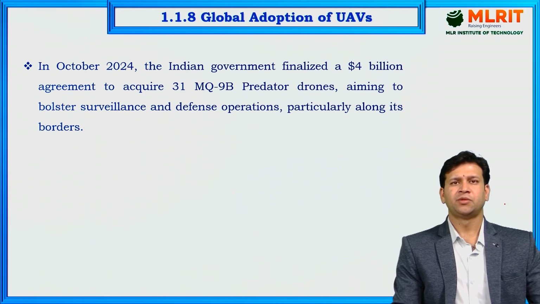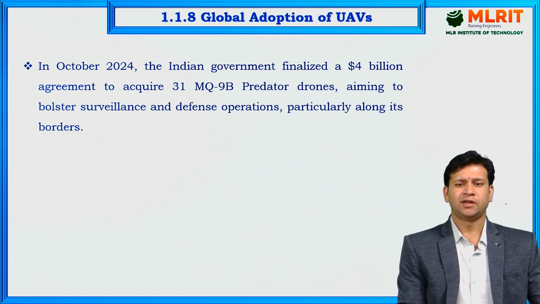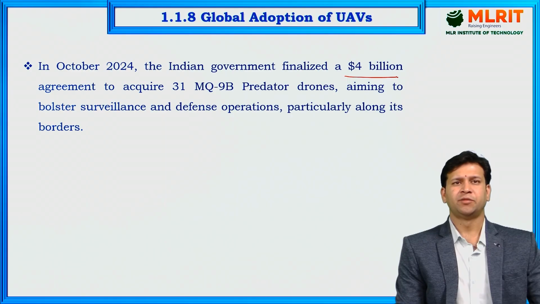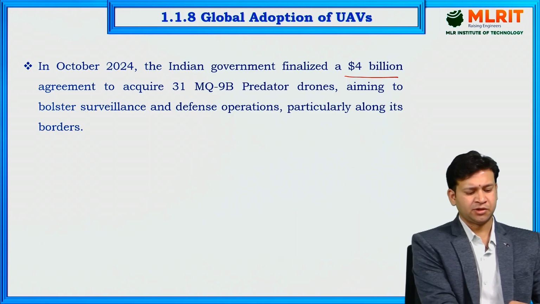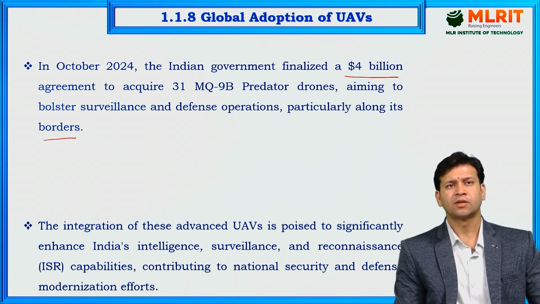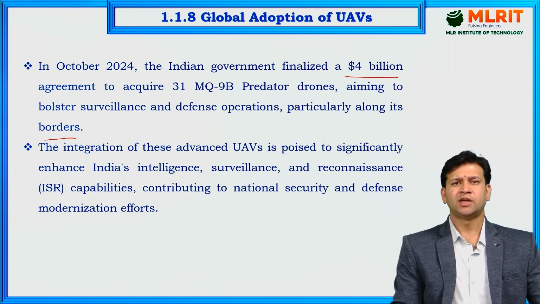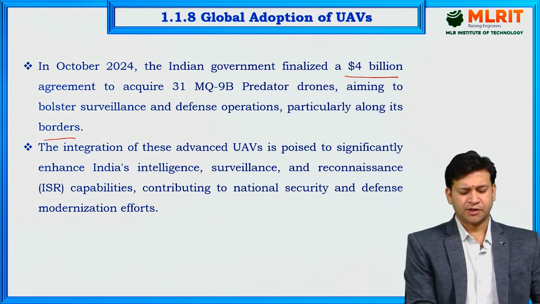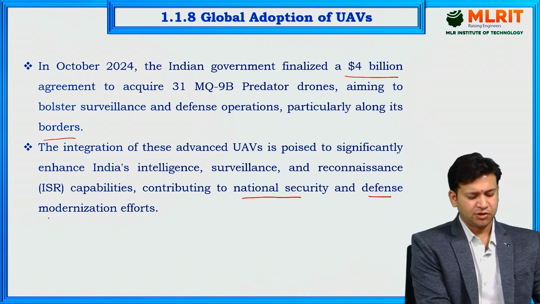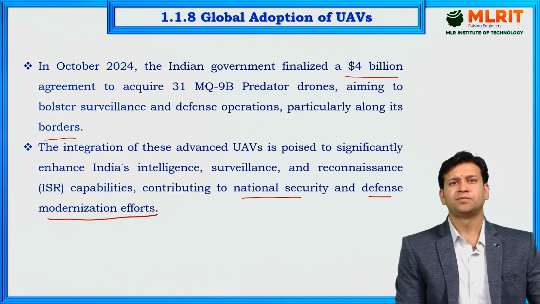In October 2024, the Indian government finalized a $4 billion agreement to acquire 31 MQ-9B Predator drones, aiming to bolster surveillance and defense operations, particularly along its borders. The integration of these advanced UAVs is poised to significantly enhance India's intelligence, surveillance, and reconnaissance capabilities, contributing to national security and defense modernization efforts.